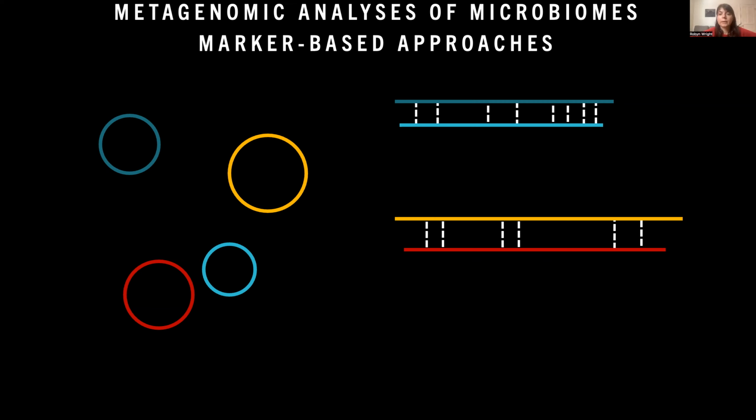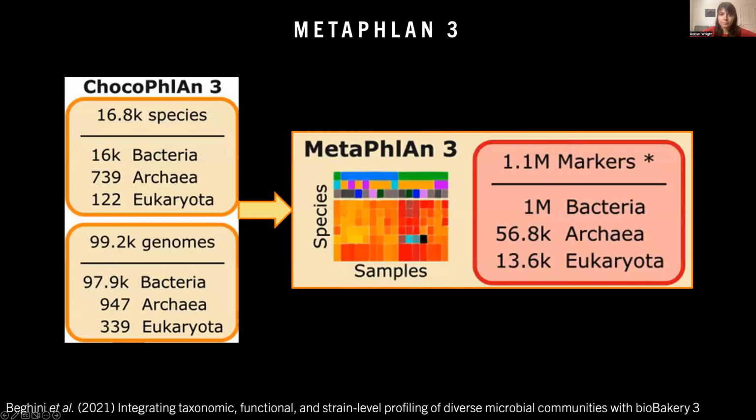This obviously means that we will only be classifying the reads in our samples that contain those markers, but we can typically be fairly confident in the taxa that we identify in this way. So MetaPhlAn3 uses a database called ChocoPhlAn3, which is comprised of about 17,000 species containing almost 100,000 genomes. Using this curated database of genomes, they've identified 1.1 million taxonomic marker genes, most of which come from bacteria, but others are also from archaea, eukaryotes, and viruses.